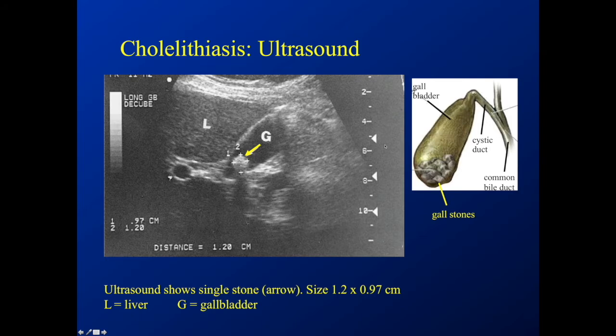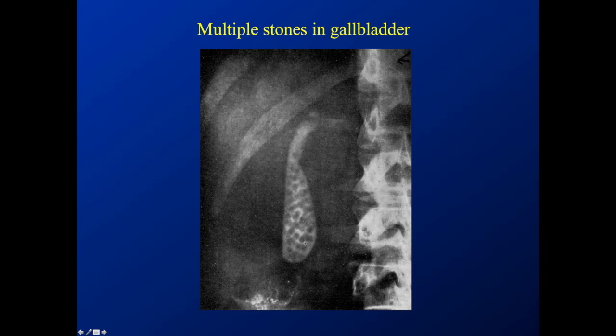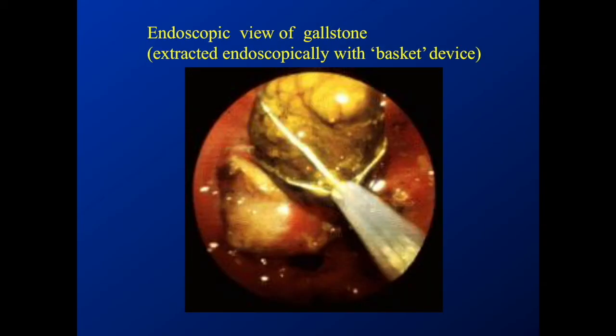Here's another ultrasound showing a gallstone in the gallbladder, and then this is a gallbladder that's full of stones. So this condition, if not alleviated, can result in multiple stones in the gallbladder and multiple stones then in the biliary system. Some of these can be moved. This is a gallstone that's been removed with endoscopy and what's called a basket device.